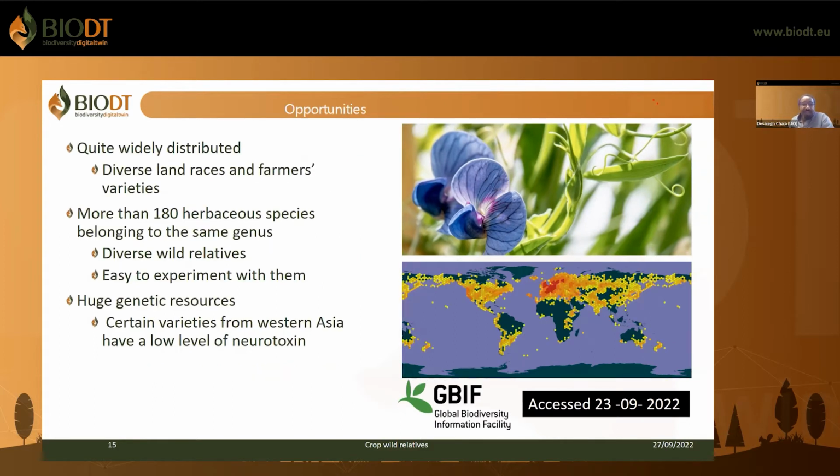The opportunities: it is quite widely distributed throughout the globe, as you can see. We have diverse landraces and farmers' varieties. There are about 180 herbaceous species in the genus, which means that we have diverse wild relatives. Being herbaceous means it is easy to experiment with, and because of that, it has a huge genetic resource. And certain varieties from Western Asia have been reported to have low neurotoxin.